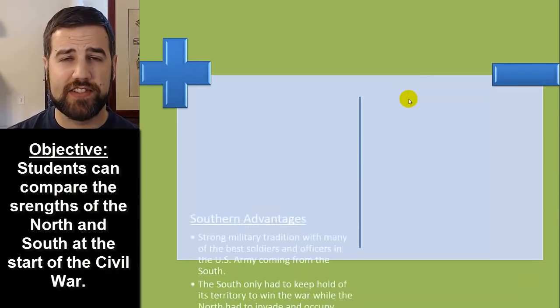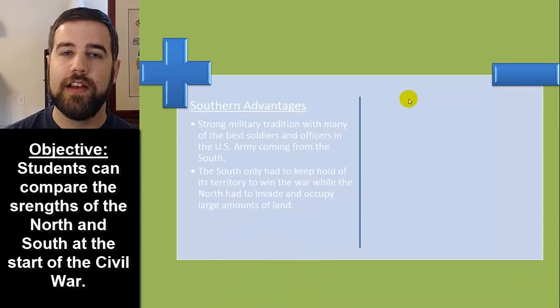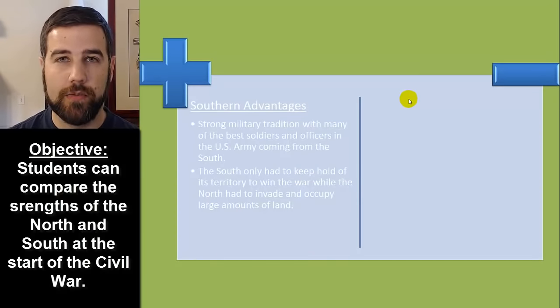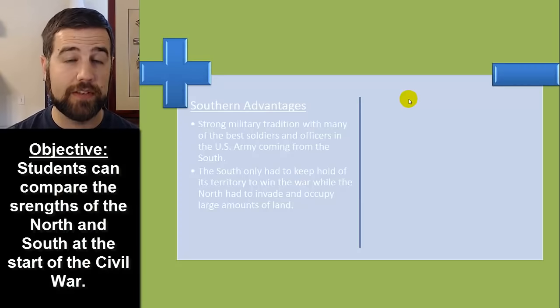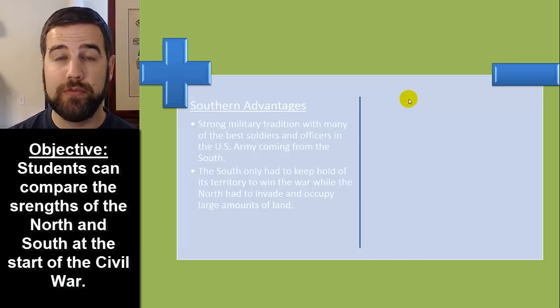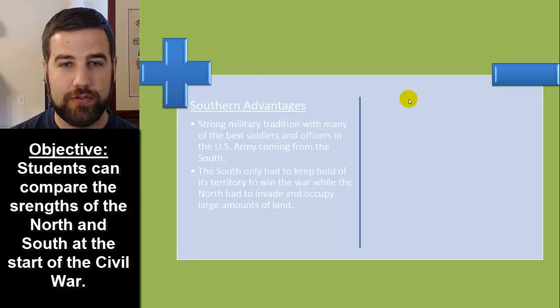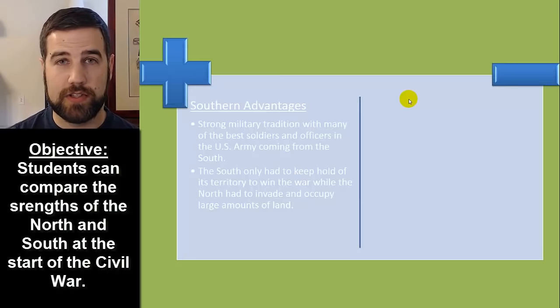So let's take a look at the Southern advantages and disadvantages. For their advantages, they have stronger military tradition with many of the best soldiers and officers in the U.S. Army coming from the South. And then to win this war, that means the South only has to hold their territory to win. They do not have to invade the North. They do not need to conquer the United States. All they have to do is protect their borders and allow themselves to be their own country.